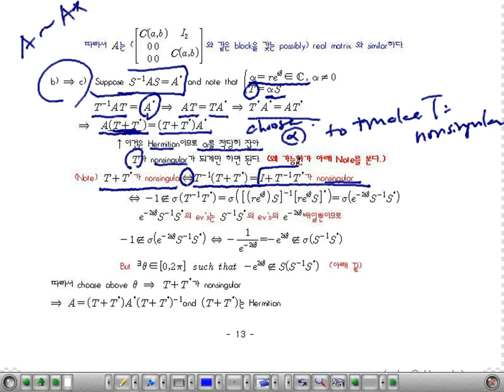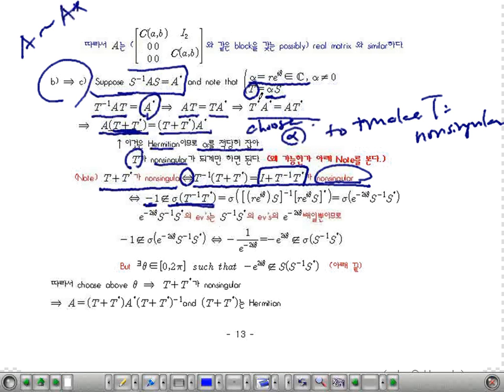But as you see here, now we think about the eigenvalue structure of this matrix. If this is non-singular, then -1 is not an eigenvalue of T inverse T star. If -1 were an eigenvalue of it, then definitely this one is going to be a singular matrix. So if it is non-singular, then -1 is not an eigenvalue of it.